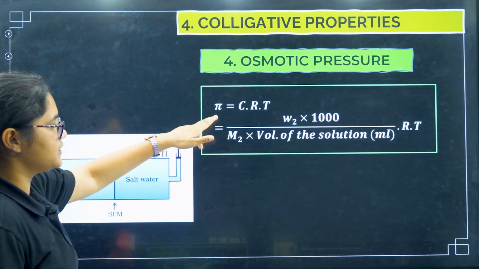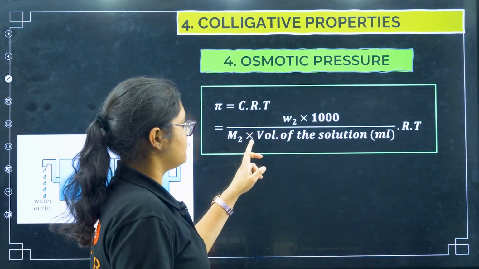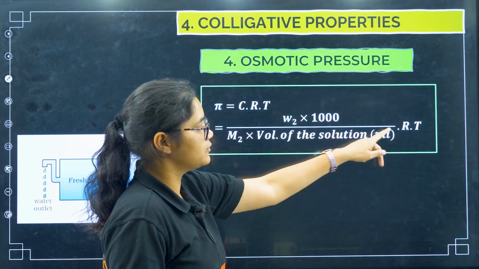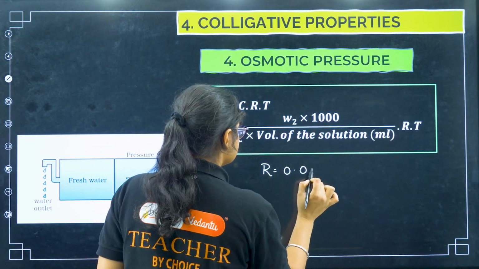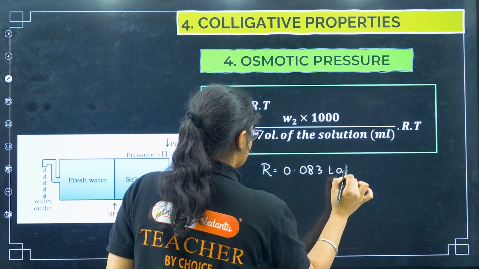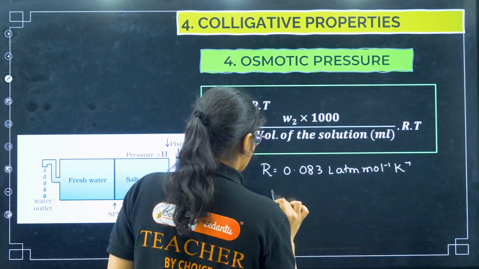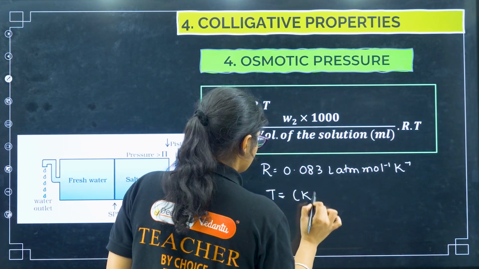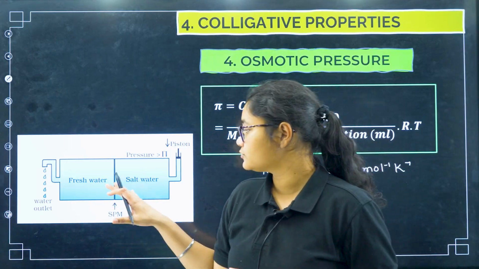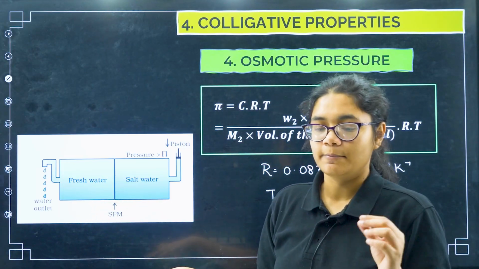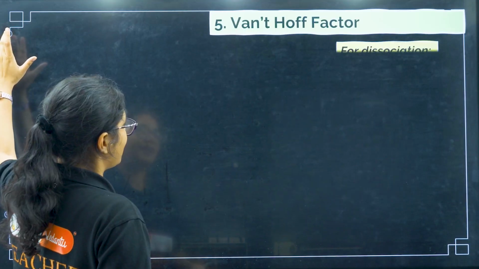Then osmotic pressure, pi is equal to CRT. C is your molarity, so W2 by M2 into volume of the solution into 1000 into R into T. So here what should be the R value? 0.083 liter atm mole inverse Kelvin inverse, and T is your temperature, should be in Kelvin. And reverse osmosis, if desalination or anything is asked, so this diagram you can practice. Next, we will move to Van 't Hoff factor.